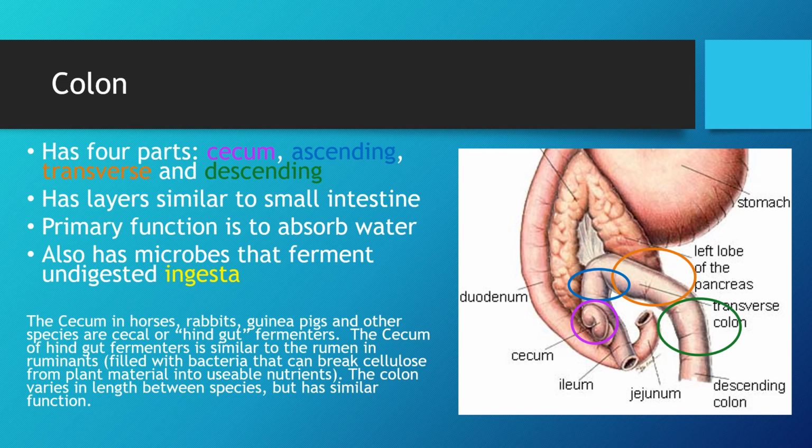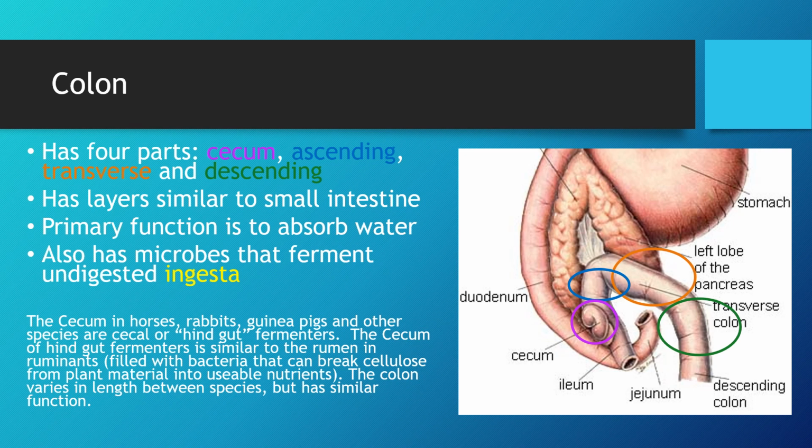So the cecum in the horse, rabbit, and guinea pig, and other species that are called cecal or hindgut fermenters is very important. This is like the rumen in the cow, so it's where fermentation happens. So it's where they're able to break down the food they eat, which is cellulose based, right? It's all plant material, into usable nutrients. So that process happens within the cecum of the horse and other hindgut fermenters. It's a very important part. Really cool thing is it also is what keeps them warm in the winter. It actually produces, it's exothermic, so it produces a lot of heat as well.